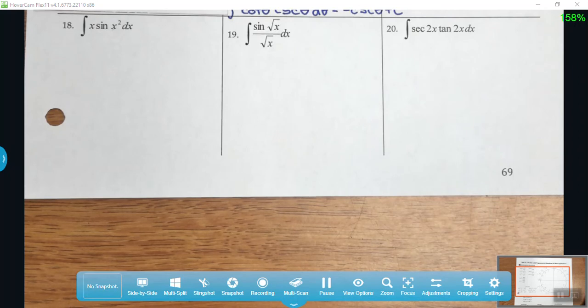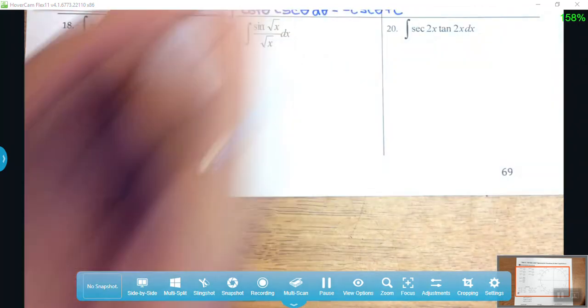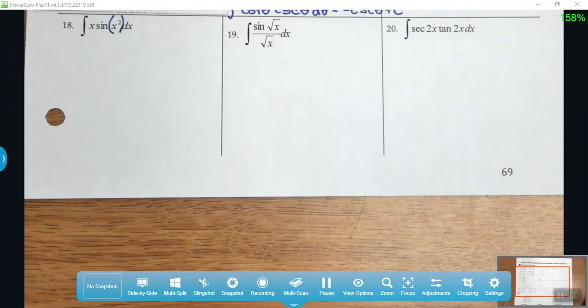x sine of x squared? Wait, are we doing 7? Yeah. You make u x squared because du is on the outside. You're always looking for something where the derivative is outside of it.